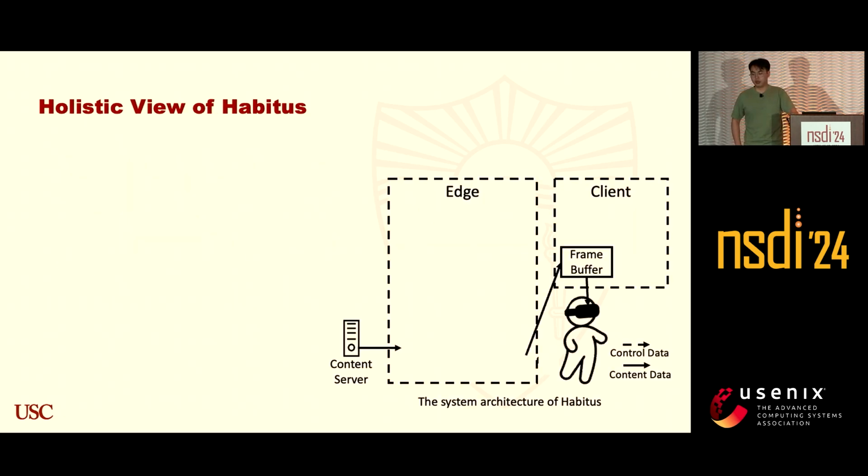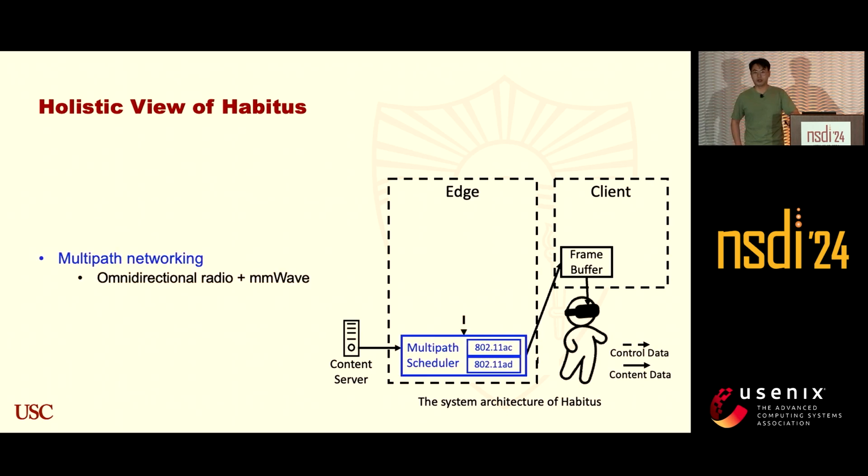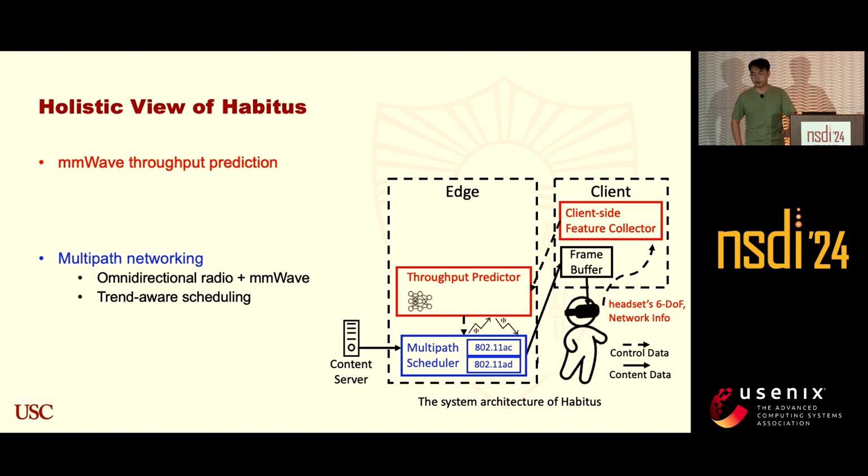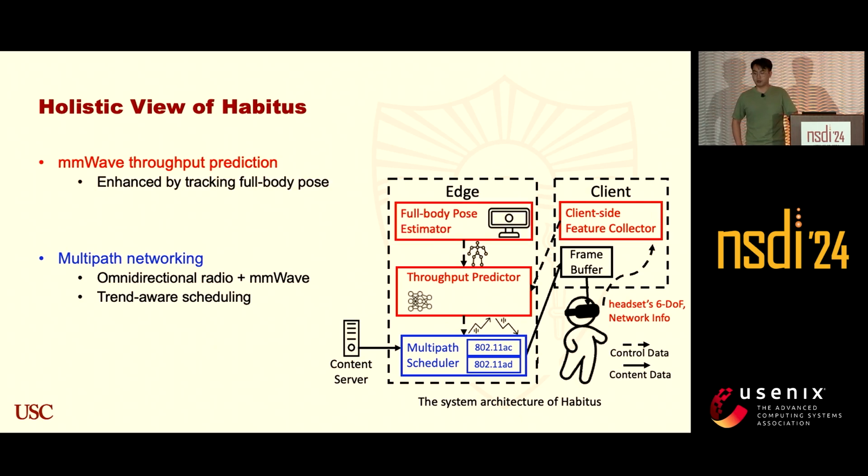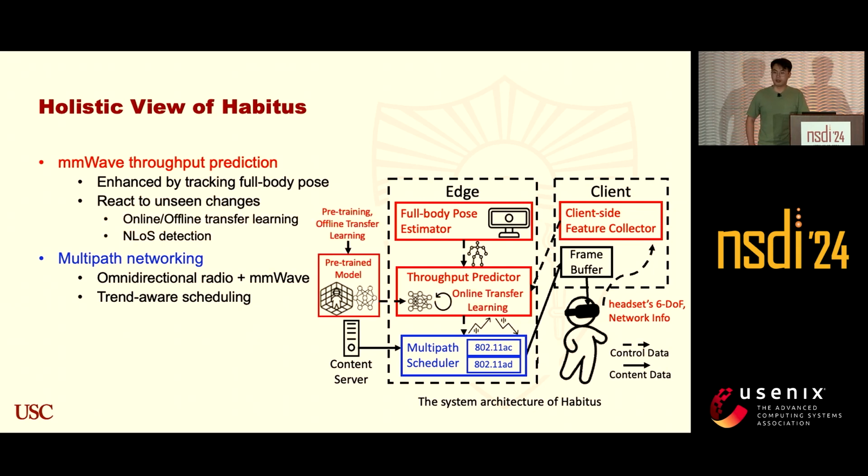So now let's integrate everything together and show you the holistic view of Habitus. Habitus has two components, the Habitus edge and the Habitus client. Most of its logic runs on the edge side, like the multipath scheduler and the prediction model. When the user is watching the content, the client keeps updating the head movement and network information to the edge. The edge at the same time checks the full-body pose of the viewer and uses that to predict the mmWave throughput. The last part is our offline data collection, training, and online transfer learning modules.